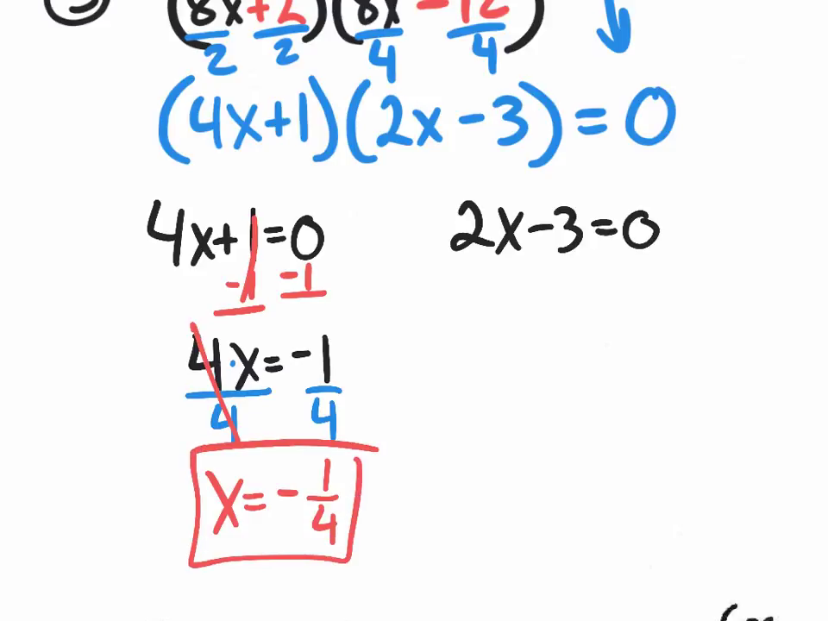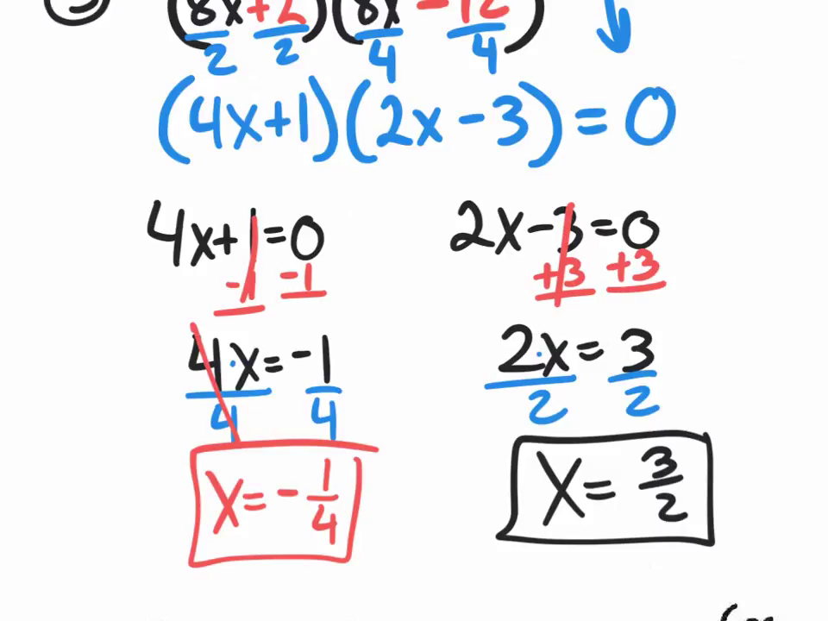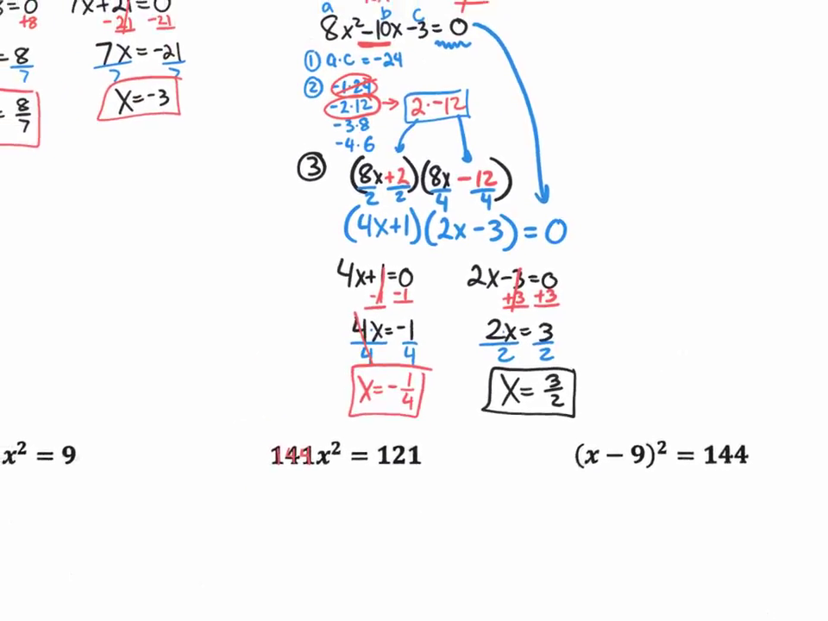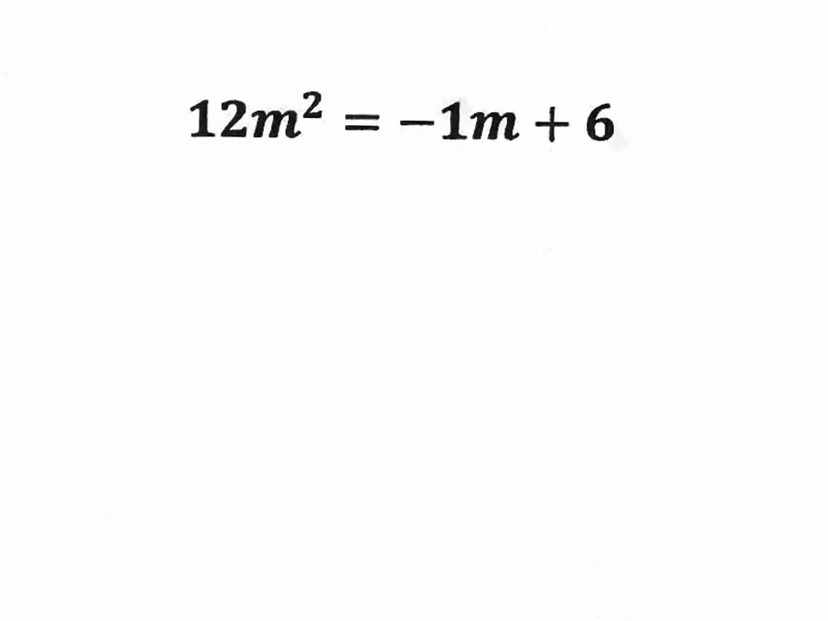The other one, let's get rid of that first minus 3 by doing the opposite, plus 3. So we're going to have 2x equals 3 left over. And then we need to get rid of that 2 in front of the x by dividing by 2. And we have x equals 3 over 2. Of course, you could write it as 1.5, but improper fractions, okay? Those are your two answers for this equation. Now that was obviously a lot of work. All right? How about this guy right here?